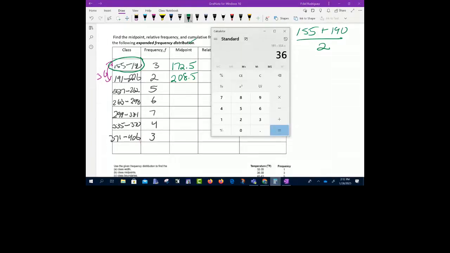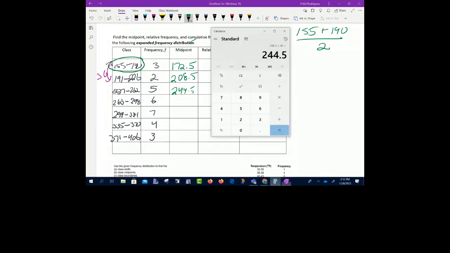So if I don't feel like saying what's 227 plus 262 divided by 2, we can say what's 208.5, and let's add 36 to it, and that's 244.5. You see that game that I'm playing now? So instead of me dividing by 2, we can just keep adding 36.